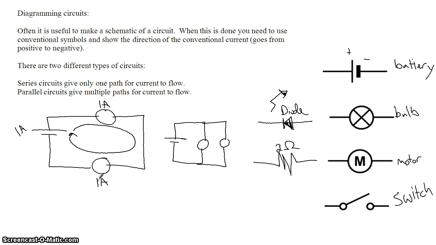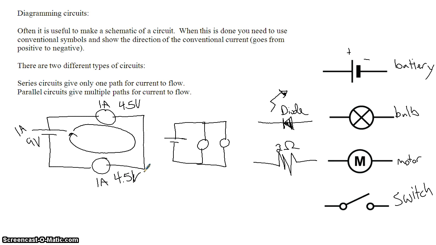Now, when you have a series circuit, though, the voltage drop, let's say this is a 9-volt battery, and if these two resistors are the same, then this resistor here will only have 4.5 volts drop across it, and this resistor will have 4.5 volts drop across it.